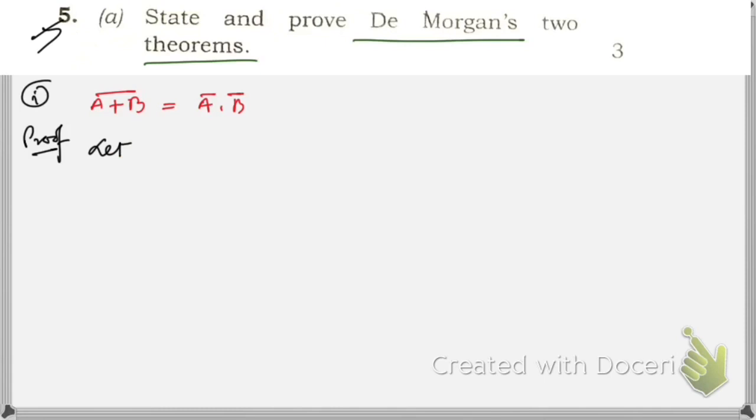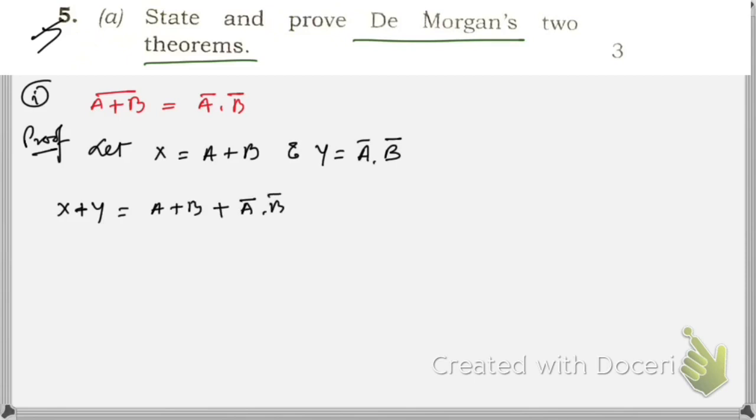Let us take that x is equal to a plus b, and y is equal to a complement dot b complement. Let me take this way. Here you can see, first let us find x plus y, that is a plus b plus a complement dot b complement.